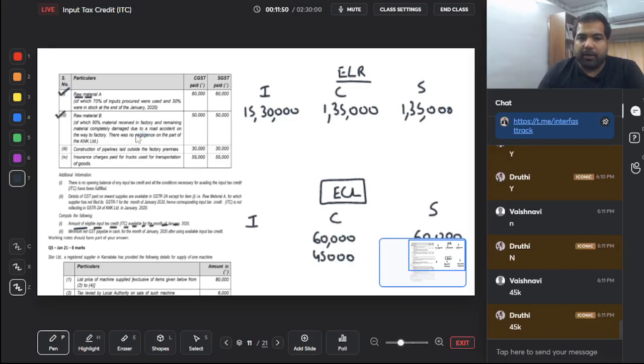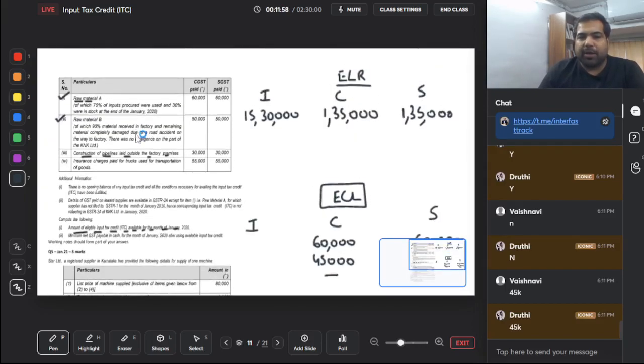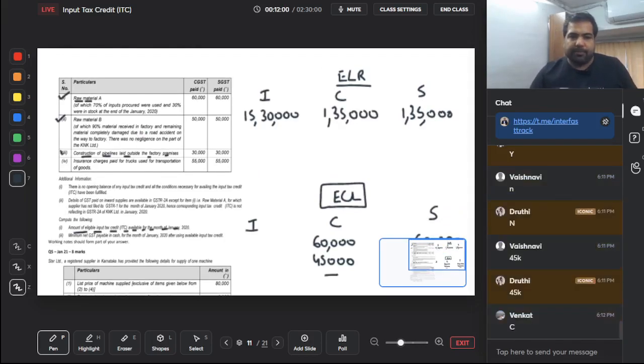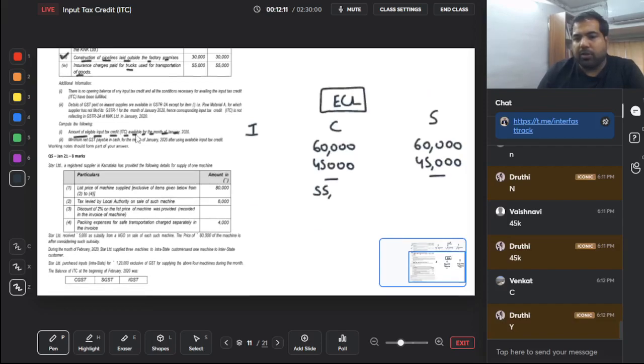Construction of pipelines laid outside the factory premises, you will not get anything, and you will write a working note saying that it is blocked under section 17(5)(c). Insurance charges paid for trucks used for transportation of goods. Is the goods transport truck allowed? Yes. So insurance will also be allowed. Yes, 55,000 and 55,000. Till now there is no IGST, guys.